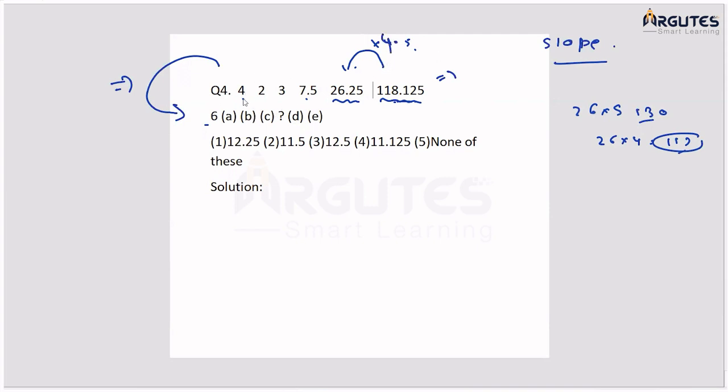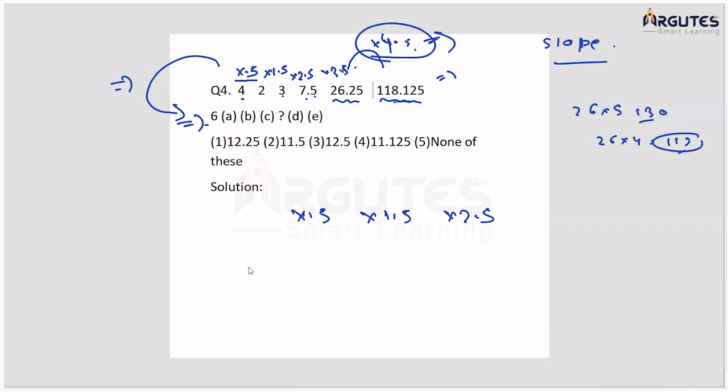Now look at the first number in the series and the second number in the series. The first number is 4 and the second number is 2, so it is into 0.5, that is half. Then looking at 2 and 3, it is into 1.5. Now looking at 3 and 7.5, it is into 2.5. Now the rule is confirmed. The rule is into 0.5, into 1.5, into 2.5, so it will be into 3.5, and we have calculated that it's into 4.5. Now you will apply the same logic over here.